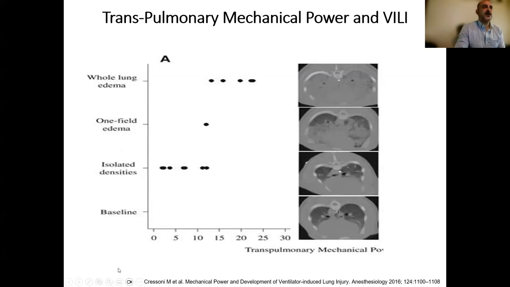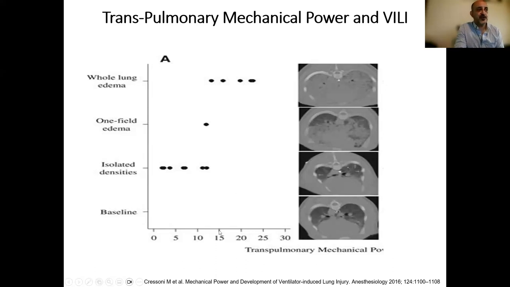We'll go through some studies to talk about why mechanical power is important and what's the relationship between mechanical power and ventilator-induced lung injury. If you see here the CAT scans, this is the patient at start. This is the transpulmonary mechanical power, not just the total mechanical power, from 0 to 30. And of course, 20, 25, 30, especially transpulmonary mechanical power is very, very high. When you go a little bit 5, 10, you start seeing some isolated densities here. You can see that there's some sort of injuries happening.